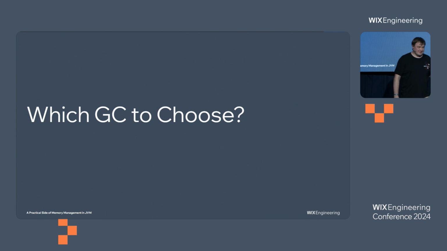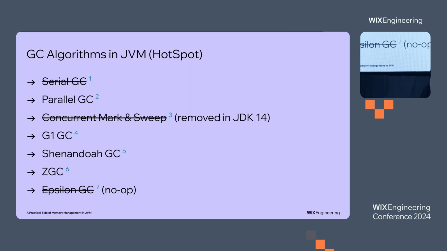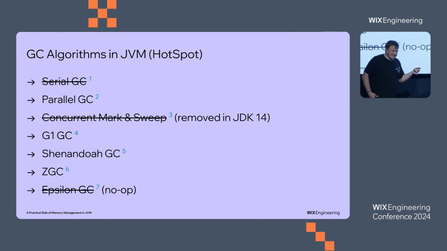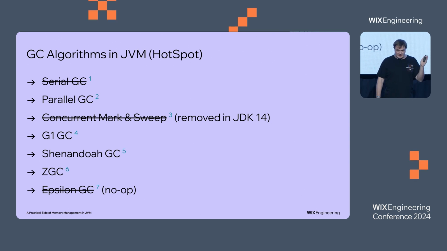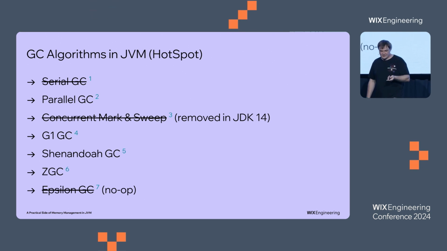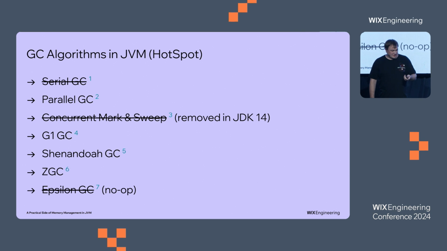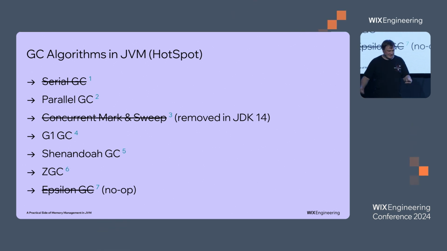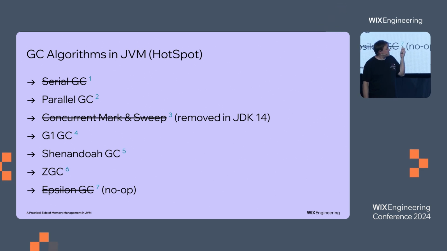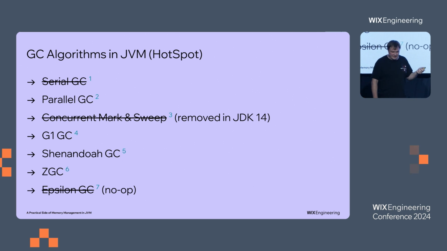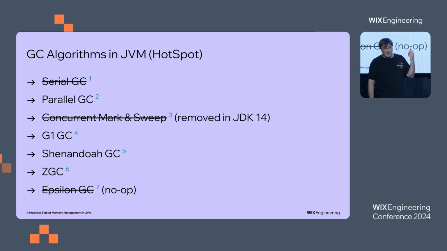Okay, which garbage collector should we choose? There are plenty of algorithms, and some of them we shouldn't use ever. Serial GC is a completely sequential, single-threaded, stop-the-world garbage collector. Obviously, we don't want to encounter sometimes large pauses. Parallel GC is one of the oldest garbage collectors, allegedly with the best throughput ratio. Concurrent Mark and Sweep was removed in JDK 14.